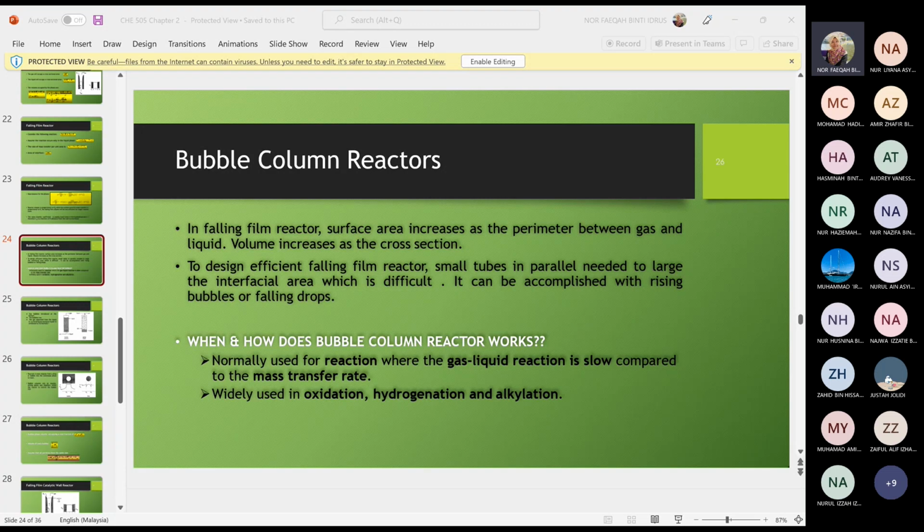for the different phases of reactants. Okay, so it can be accomplished with rising bubbles or falling drops. Rising bubbles, we can call it a bubble column reactor. Falling drops, a spray tower, because the falling drop refers to the liquid reactant. Okay, liquid drops. Rising bubble, gas bubble. Falling drop, the liquid drops.